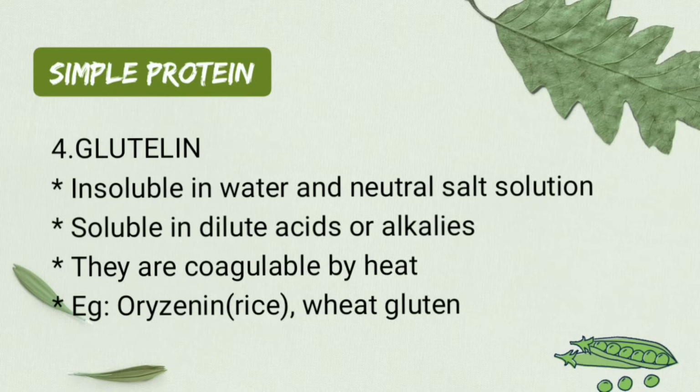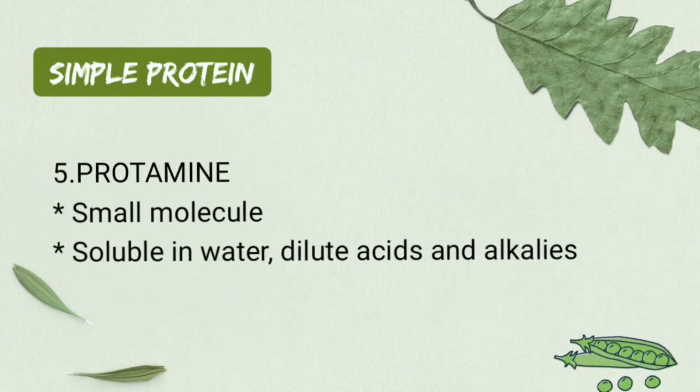Fourth one is glutenin. Glutenin is insoluble in water and salt solution and soluble in dilute acids and alkalis. They are coagulable by heat. Example, oryzenin in rice and wheat gluten. Fifth one is protamine. Protamine is soluble in water, dilute acids and alkalis. It is a small molecule.